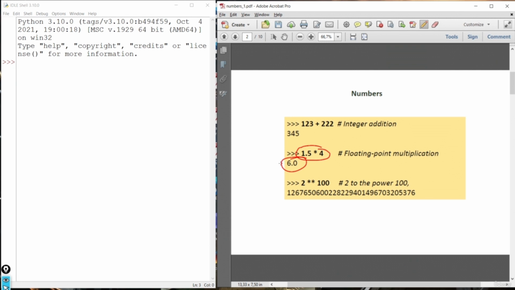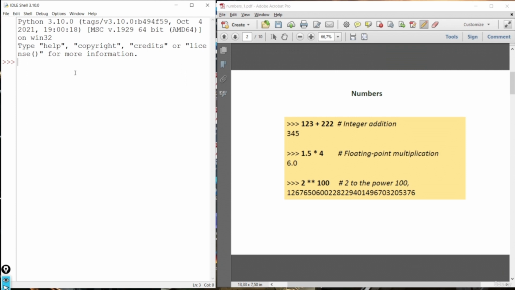So if you multiply a floating point number by an integer, the result is a floating point number. Here we have a double star and 100. This means 2 to the power 100. And Python can easily compute such large numbers.